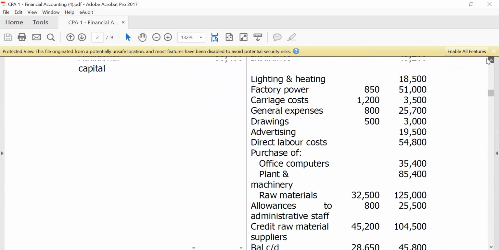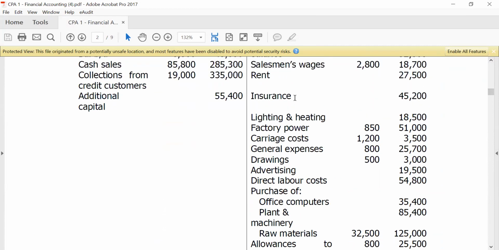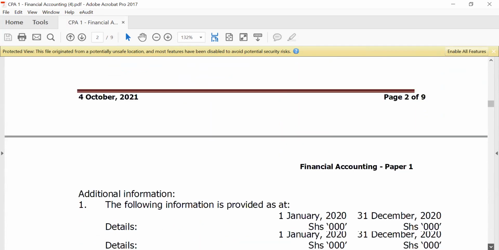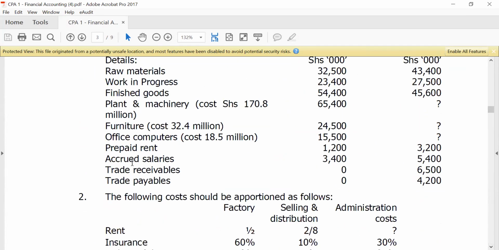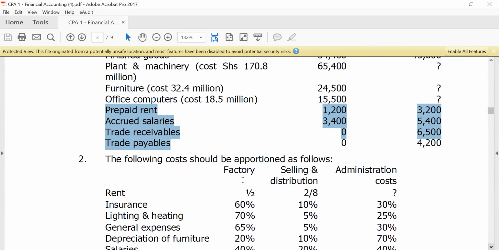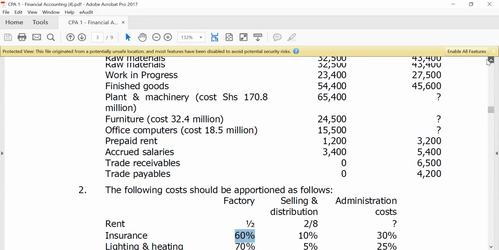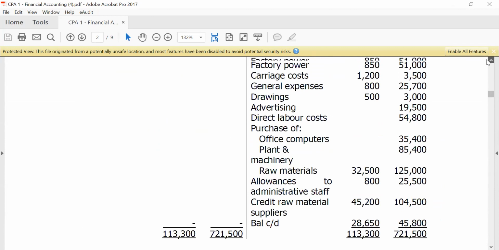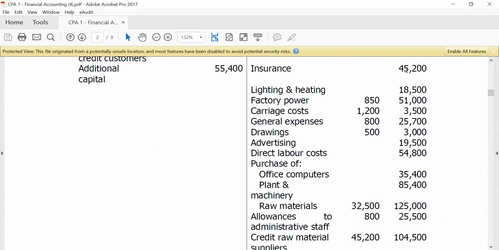So the next one I'm going to look at is insurance. So insurance is 45,200. Let me see if I have any additional information for insurance. I don't have any additional information for insurance. So means that is the whole value of insurance. Let me see the distribution. So they have told me that 60% of the insurance relates to the factory. So it means that all this figure that I have in the factory, in the cash book, is what I'm going to consider. So I'm going to do 60% of 45,200.